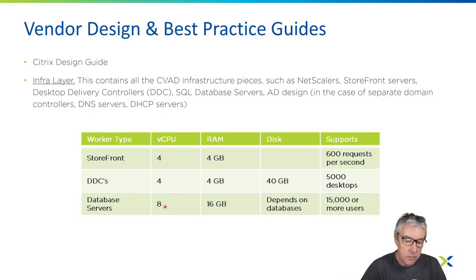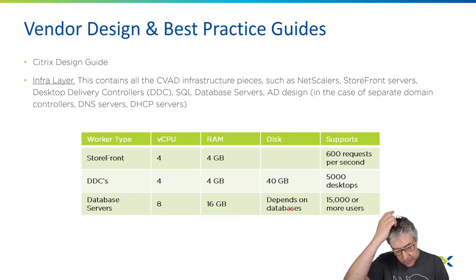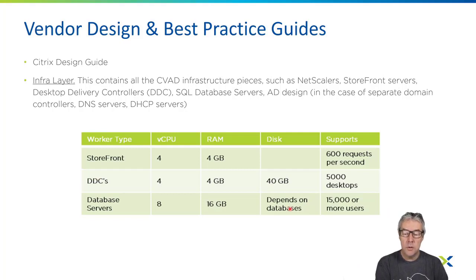The database servers, recommendations here. So for 15,000 users, so a big deployment, we're talking about an 8 vCPU machine, 16 gig memory. And the disk size, it depends really on the databases that we're using. So in the Citrix world, I think nowadays, there's probably 3 databases at least. It's been a while since I looked. But the disk size of your database servers depends on which pieces we're using. So the monitoring technology, whether using session recording and stuff like that.